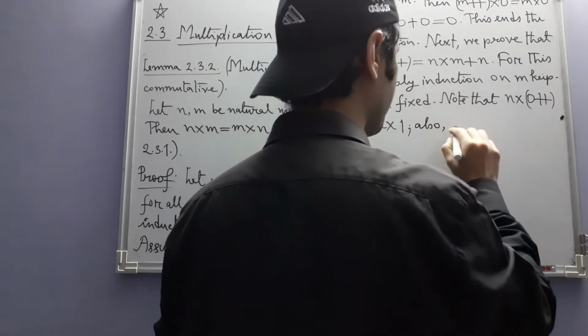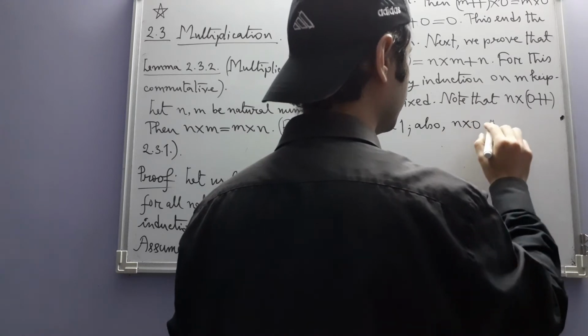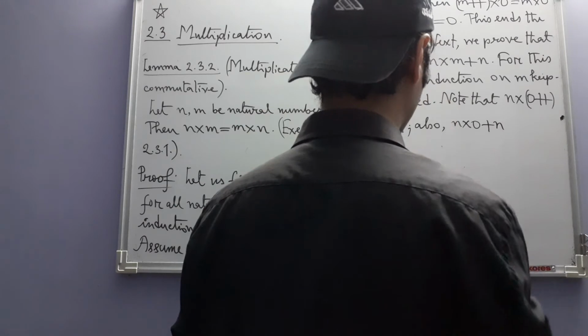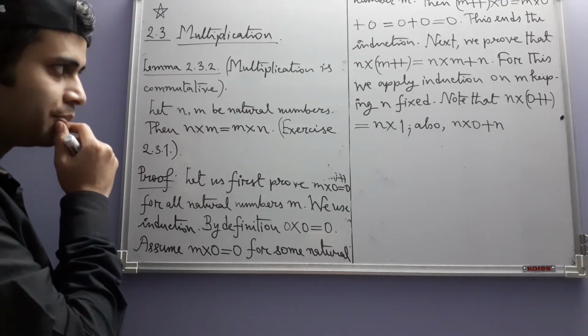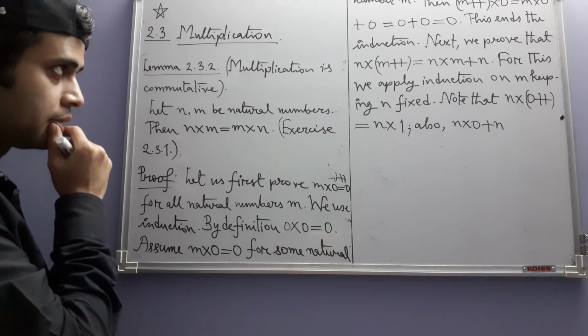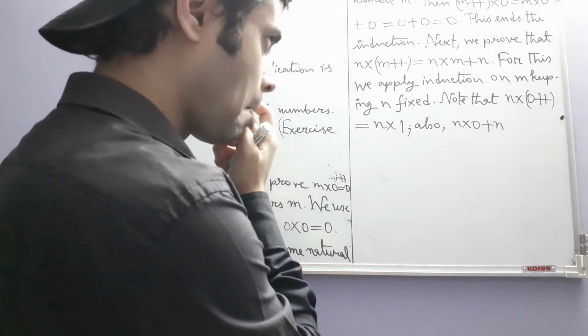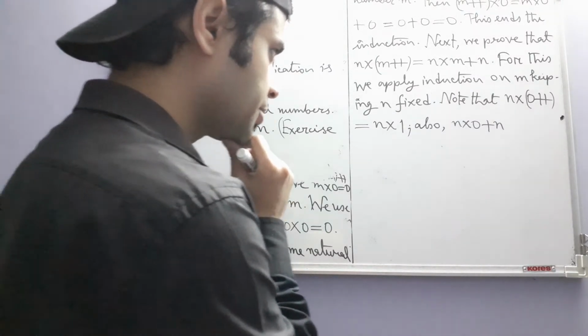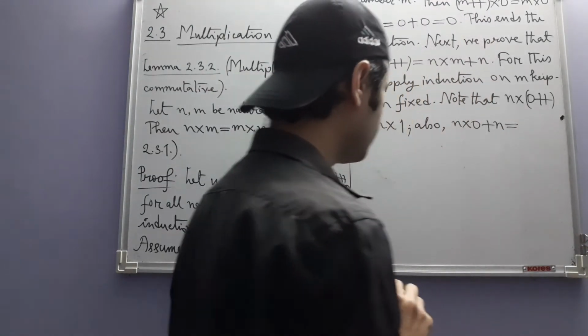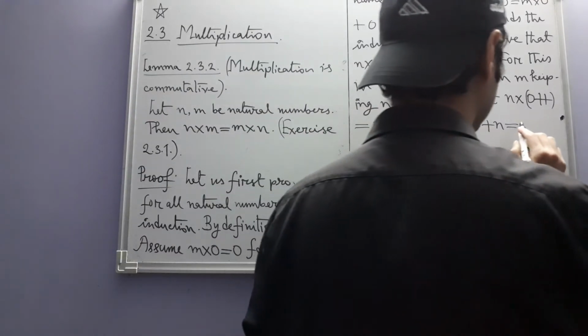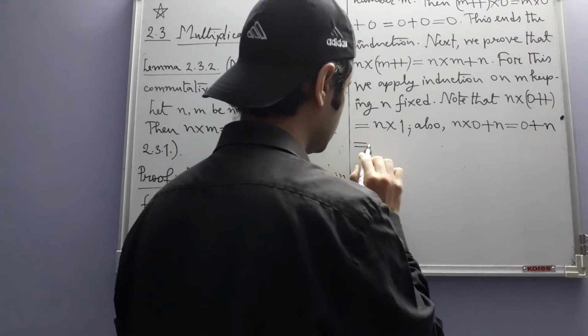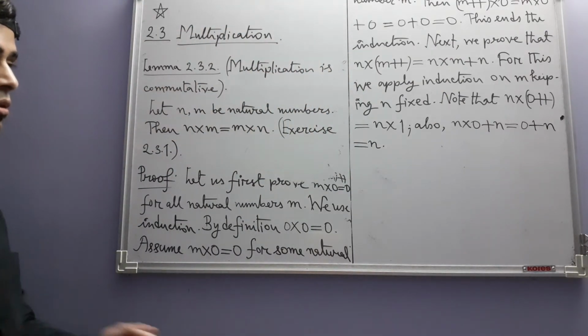Also, n cross 0 plus n. But we do need this, right? I mean, this will give me n cross 1. Okay, let us see what we get. Now, n cross 0 is 0. Why? Because we have already proved this. In place of m, if we have n, then n cross 0 gives me 0. So 0 plus n, which is equal to n. Okay, but I don't have n cross 1 equal to n yet. So how do I proceed with this?